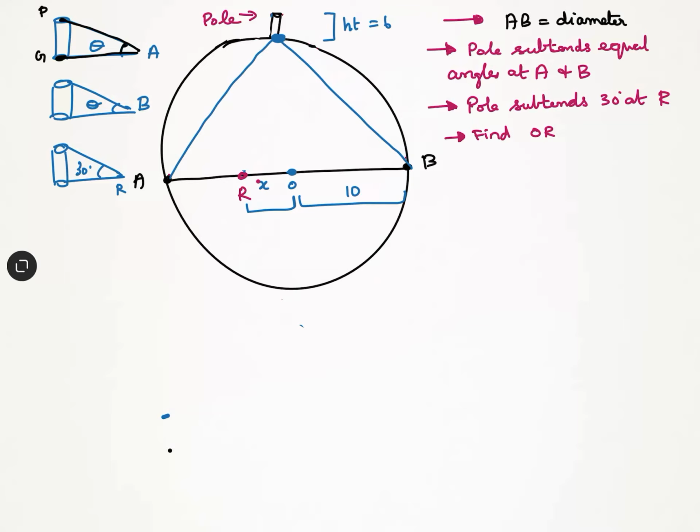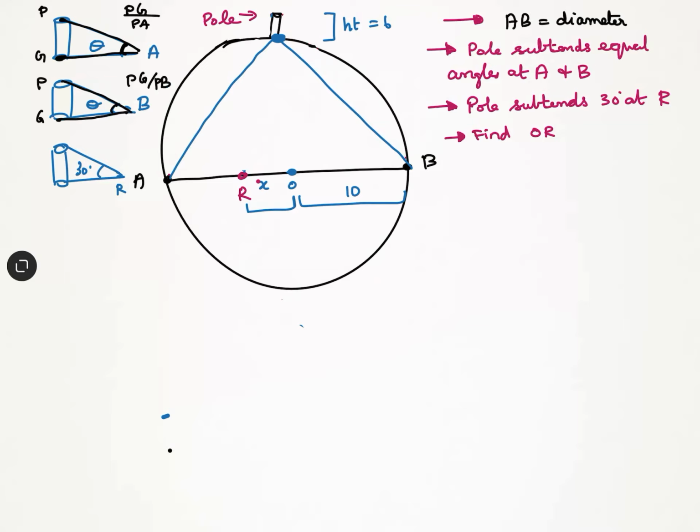Similarly, when they say the pole subtends an angle theta at B, the angle between the line PB from the top of the pole to point B and from the bottom of the pole along the ground to point B, the angle between these two lines is theta. Now if these two angles are theta, what is sine theta in this first triangle? Sine theta in this triangle is given by PG by PA. In the second triangle, sine theta is given by PG by PB. Because theta is the same, sine theta is going to be the same in both cases.